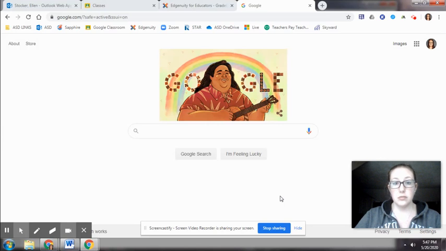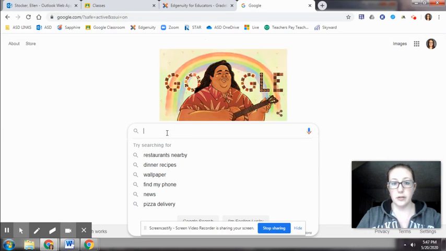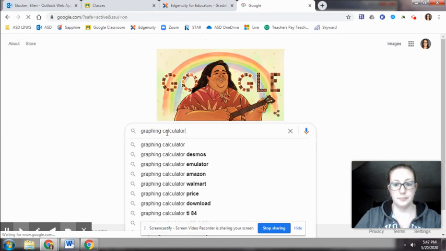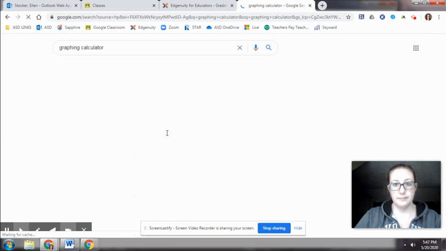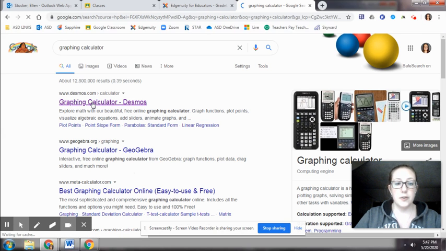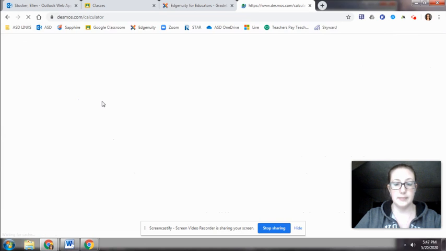So what I want you to do is go to Google, www.google.com in your internet browser, and you're going to type graphing calculator and hit enter. Eventually it'll come up. My internet's slow. Maybe yours is too. And you're going to choose the first one, Graphing Calculator Desmos. This is a free graphing calculator. So click that, let it load.